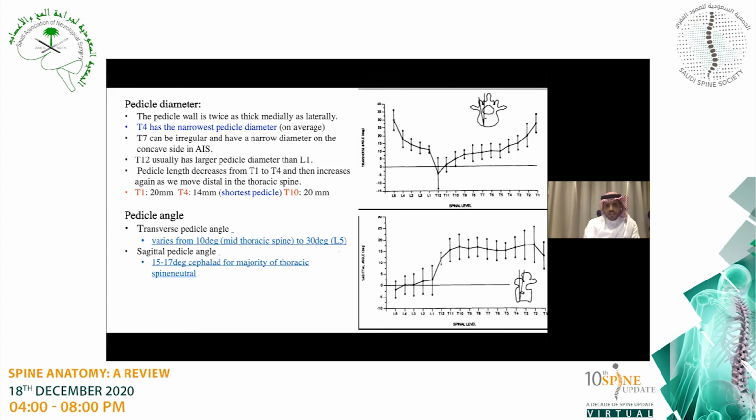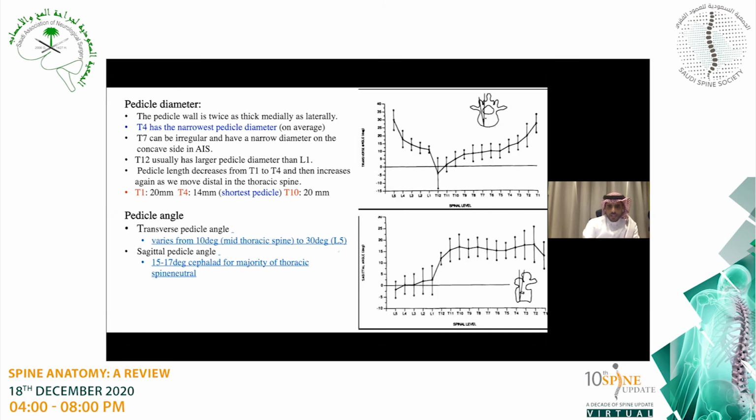The pedicle length, as we see in this diagram, decreases from T1 to T4 and then increases again until we reach T12. The T1 is 20 millimeters, the T4 is 14, and then the T10 is 20 again.